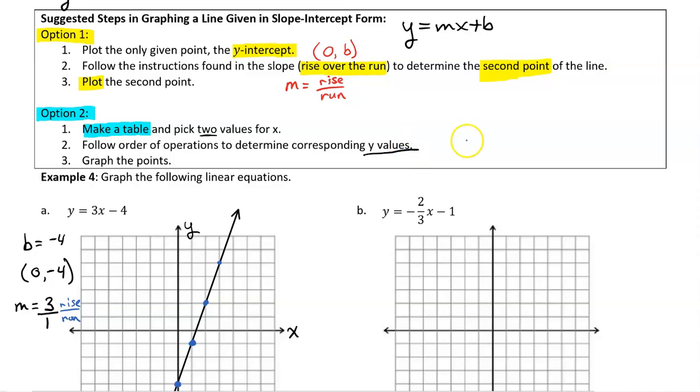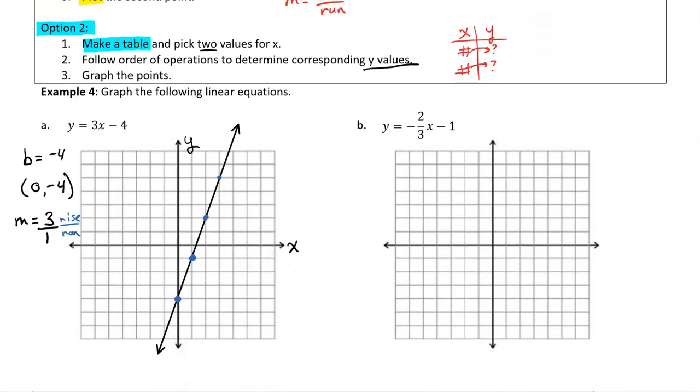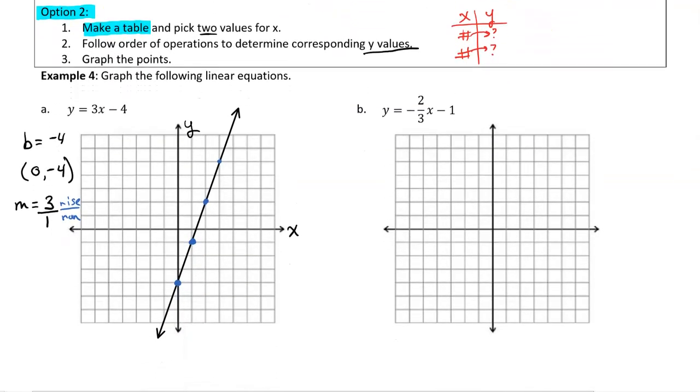So we'll make a table where we have some x's, and the y value, we're going to use whatever numbers we choose here, and we're going to plug into the equation to find the y's, right? We're going to figure out what are the y values that match those x's. And then we graph, and we have our picture. Let's try that, in fact, on part B. So making a table of values. Instead of using rise and run, we're just going to pick some x's and figure out the y's that match.